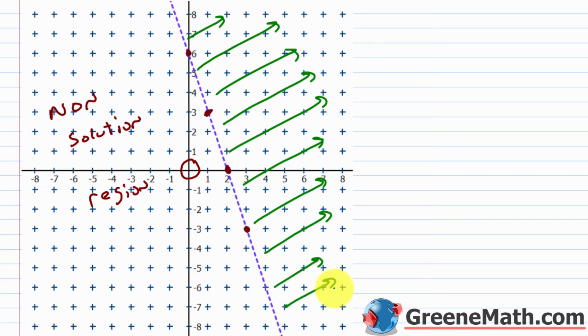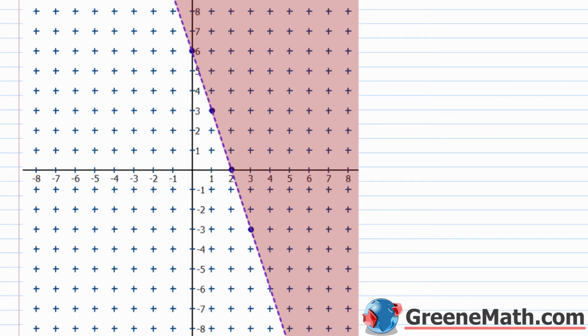And on each example here, I included a computer graph. So you can see it did it perfectly. It shaded everything above the line, and it kept the line dashed. And the reason it does that, again, is because the line is not part of the solution, but anything above the line works as a solution to the inequality, and so it's part of our solution set.